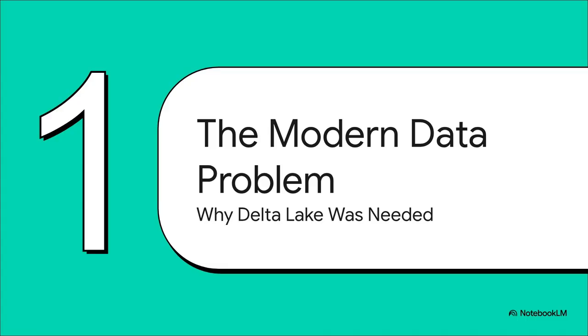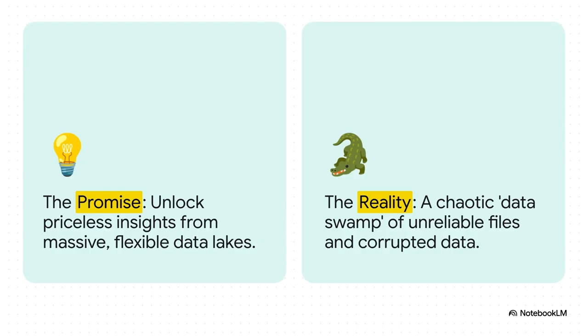So why was this even necessary? Why did something like Delta Lake have to be invented? Well, to get that, we need to understand the huge problem that was plaguing the first generation of big data systems. You see, the initial promise of big data was massive. We were told, just store everything in a giant, flexible data lake, and you'll get these incredible insights. But the reality? It was usually a total nightmare.